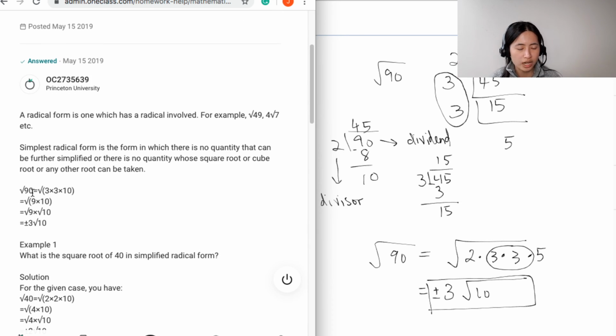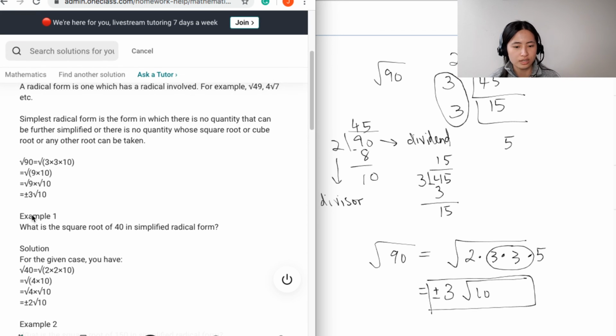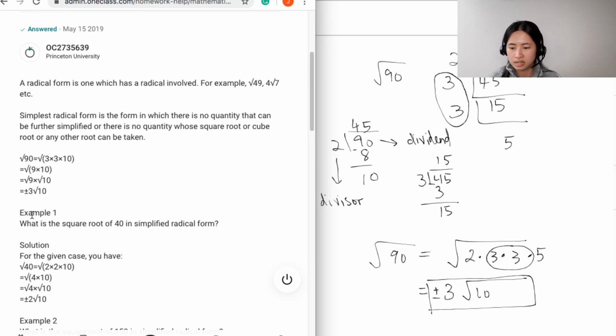So we have square root of 90, which is equal to square root of 3 times 3 times 10. So they took out the square root of 9, right, which is equal to plus or minus 3 square root of 10. Exactly. So this is what we did.